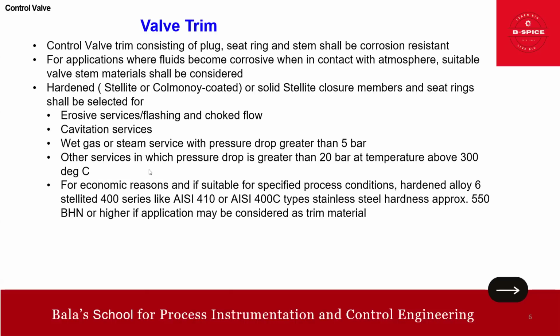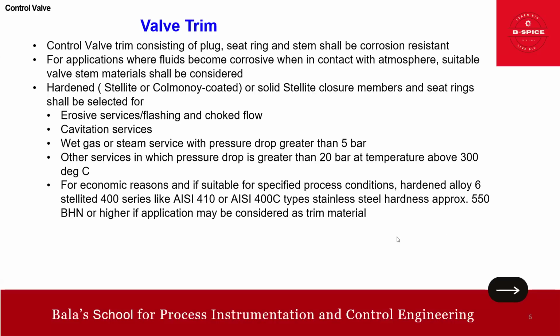So for economic reasons, if you don't have much cost, and if suitable for the specified process condition, hardened alloy 6, stellite, or 400 series like AISI 410 or AISI 420C. This is a stainless steel type, with a hardness of approximately 550 BHN.